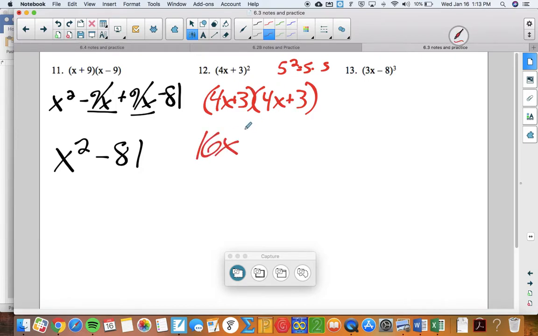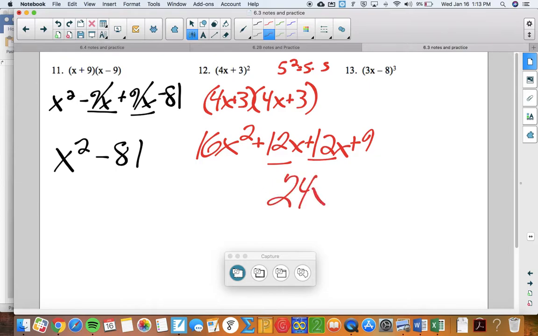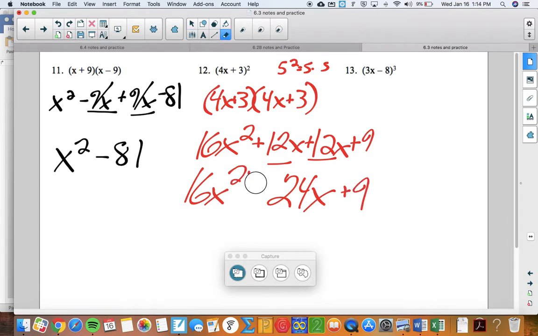You get 16x squared, 12x, 12x, and 9, which when you combine like terms gives you a 24x in the middle, but don't forget your 16x squared in front and your positive 9 in the back. Doesn't look very pretty. Let me fix that. There we are. Now for number 13 here, I should have written smaller.